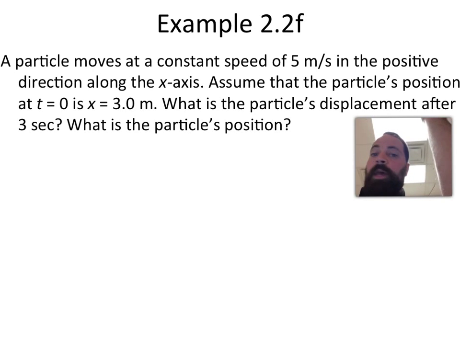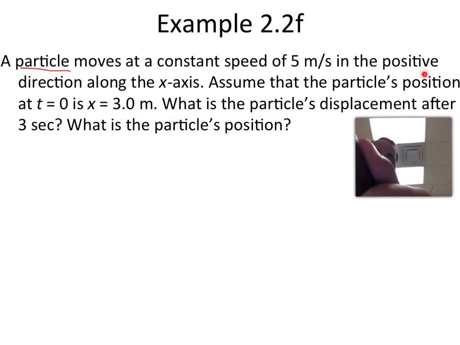Okay, so let's do an example right here. It isn't actually going to be about calculating velocity, but about using the notation and the terminology that we've talked about so far with regards to velocity. So we've got a particle, just some sort of object, moving at a constant speed of 5 meters per second in the positive direction. Now let's look at that for a second. It says speed, and it is a speed, but it's also in a specific direction. So that means we can call that a velocity, along an x-axis.